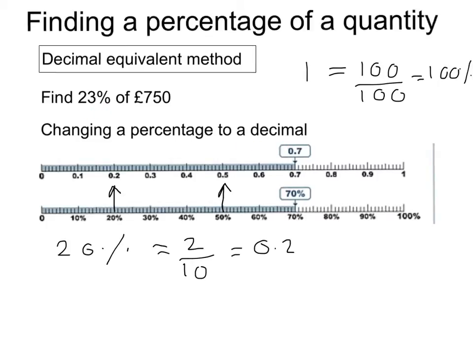So for this question, you need to write 23% as 0.23 and simply multiply that by 750 to get our answer, which is 172.5.